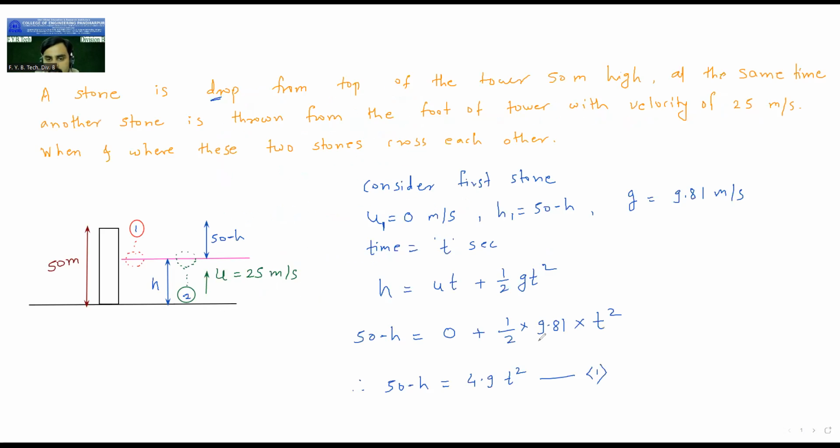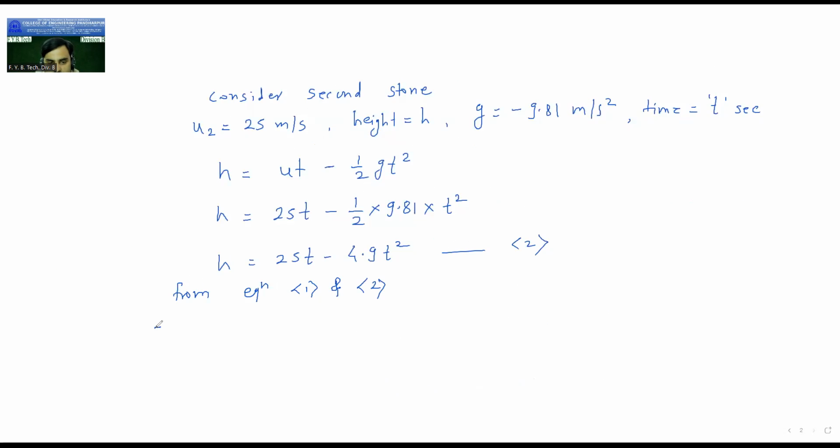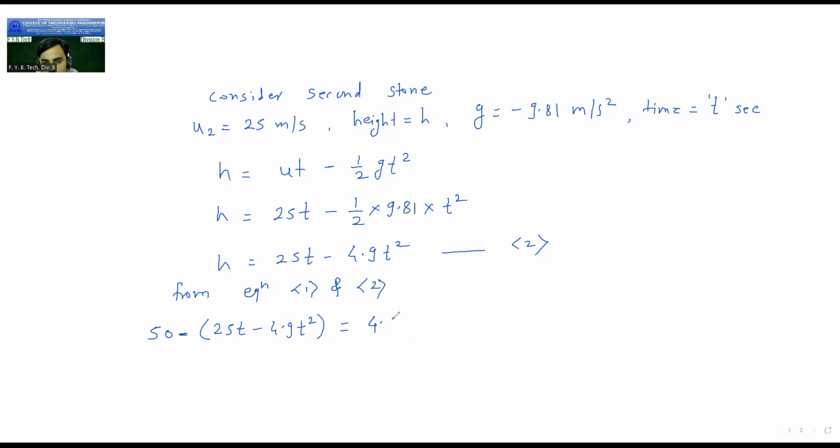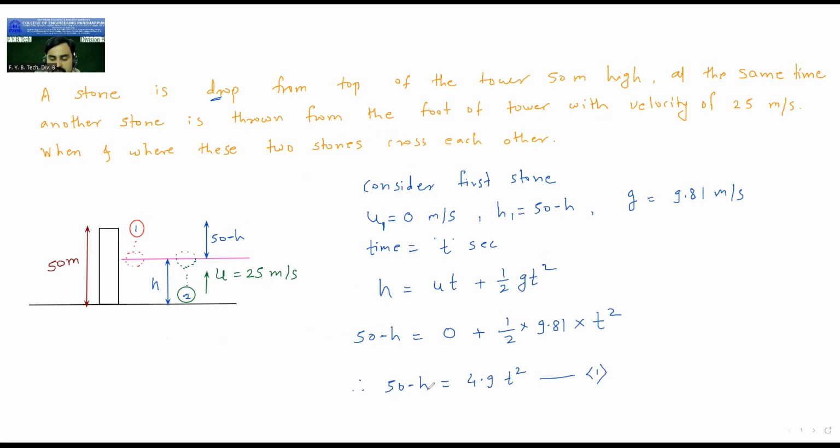What is your first equation? Your first equation is 50 minus h is equal to 4.9 t square. So I will write here 50 minus h, and for h I will write in bracket 25t minus 4.9 t square. In the first equation, I have put the value of h from the second equation.